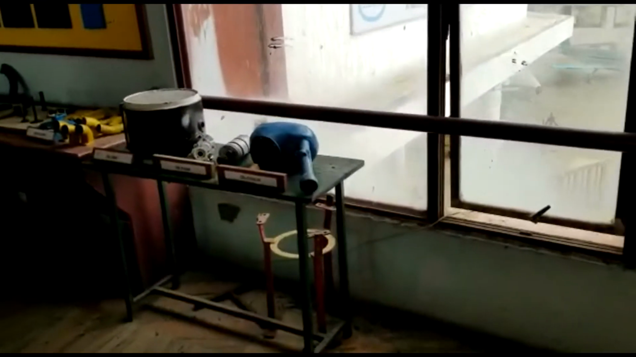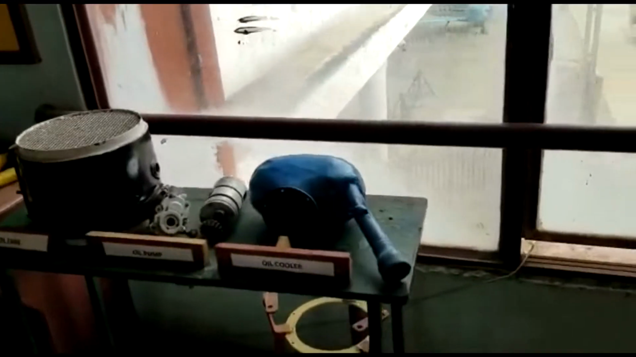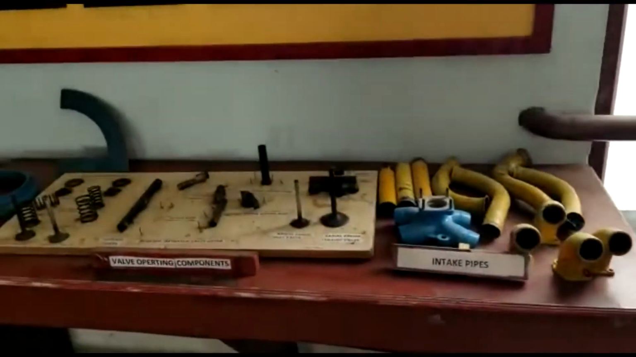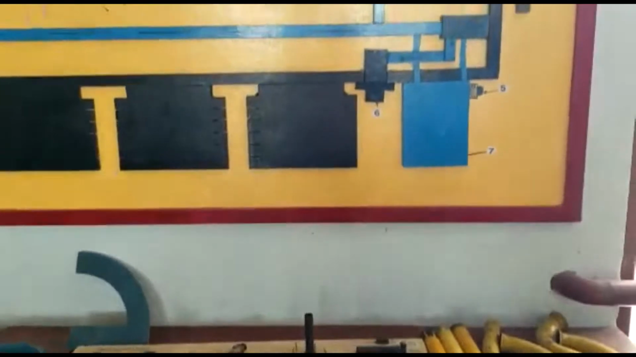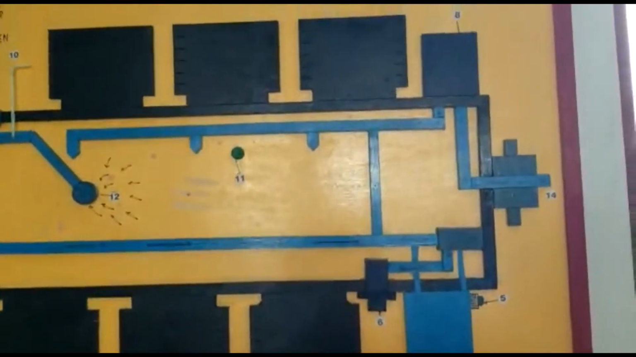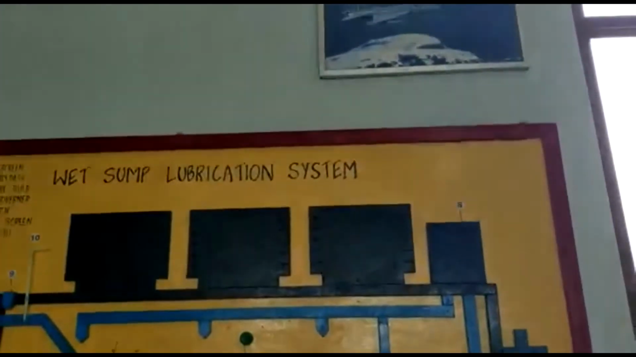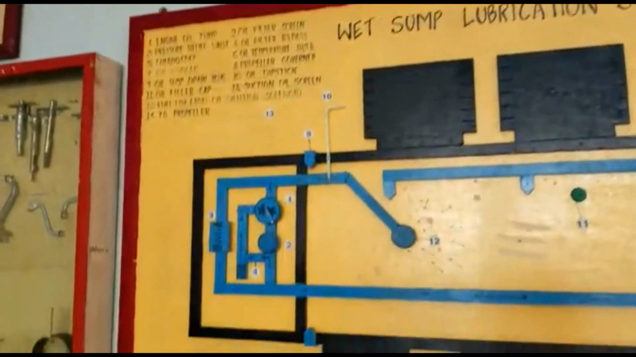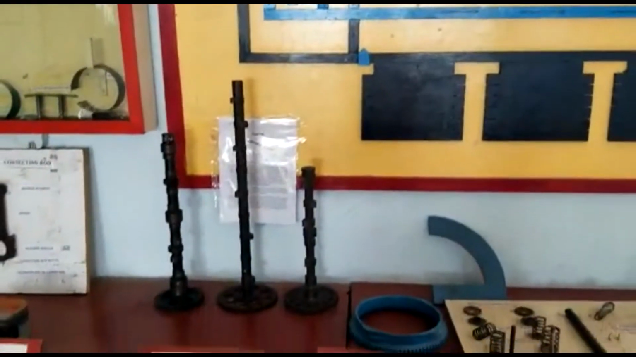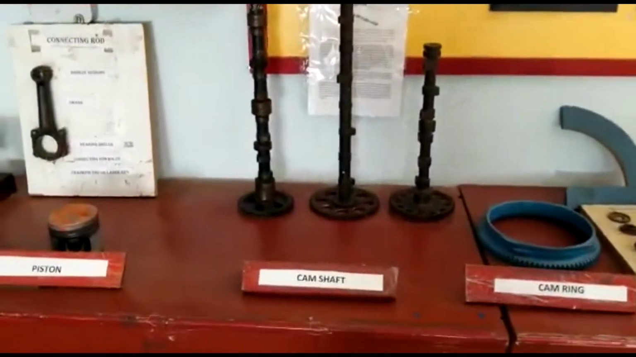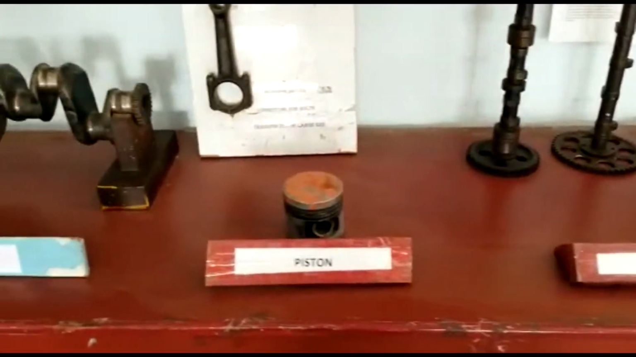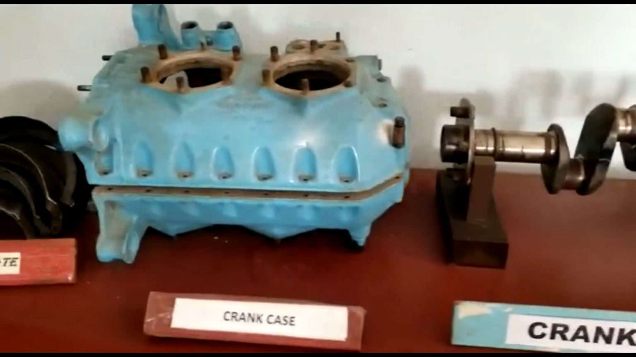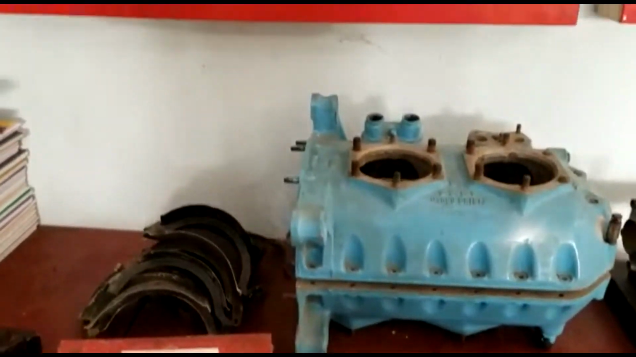Now we are going to see the oil tank. The first one is the oil tank, next one is the oil cooler, and these are the intake pipes, then various components of the operating mechanism. And now we are seeing the dry sump lubrication system, and that one is the wet sump lubrication system. Connecting rod, crankshaft. These are the various components, and this one is the crankcase of the piston engine, baffle plate.